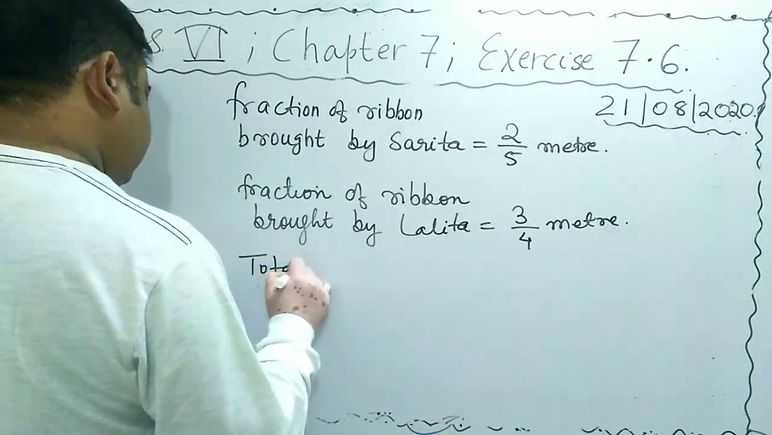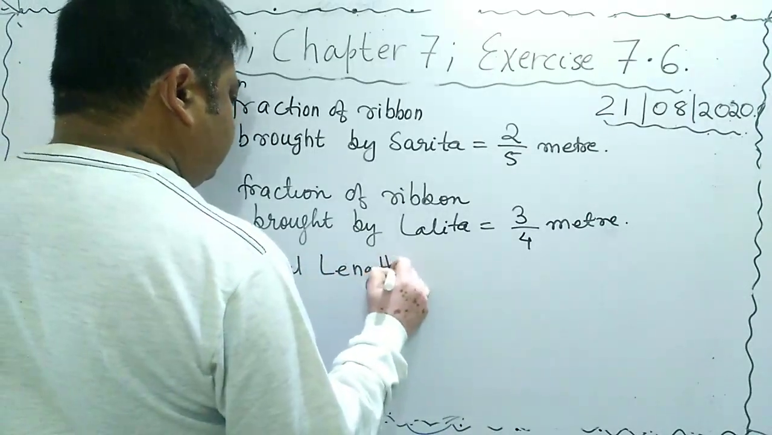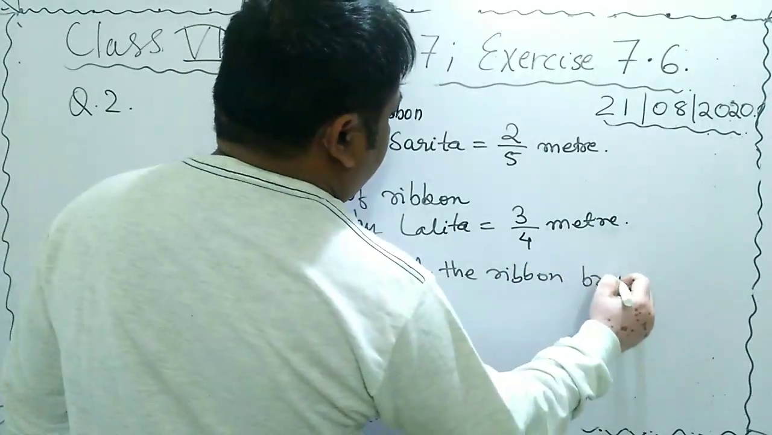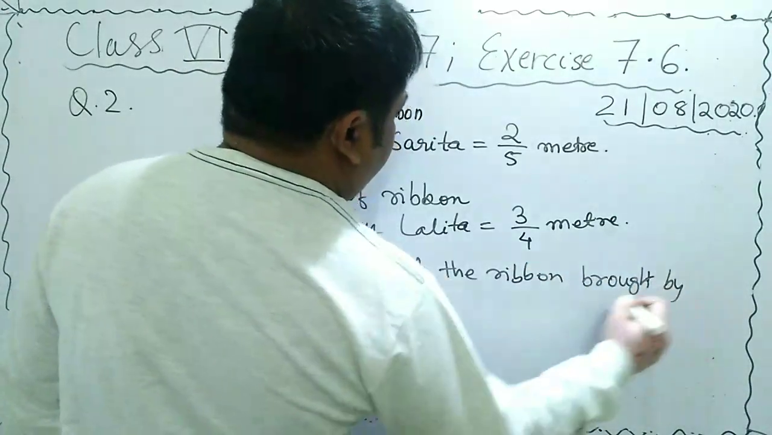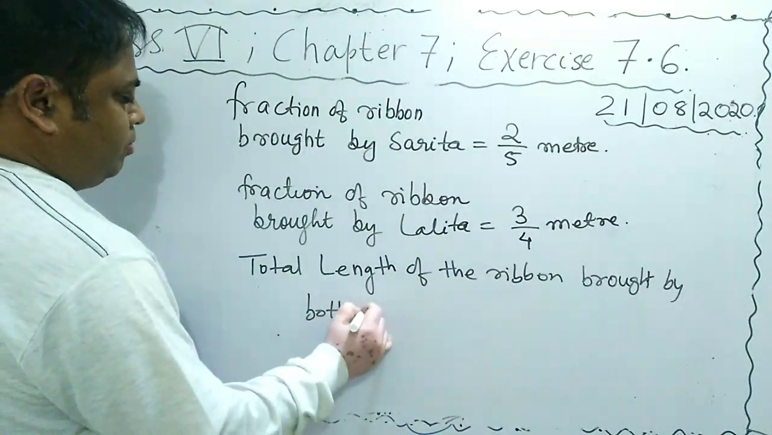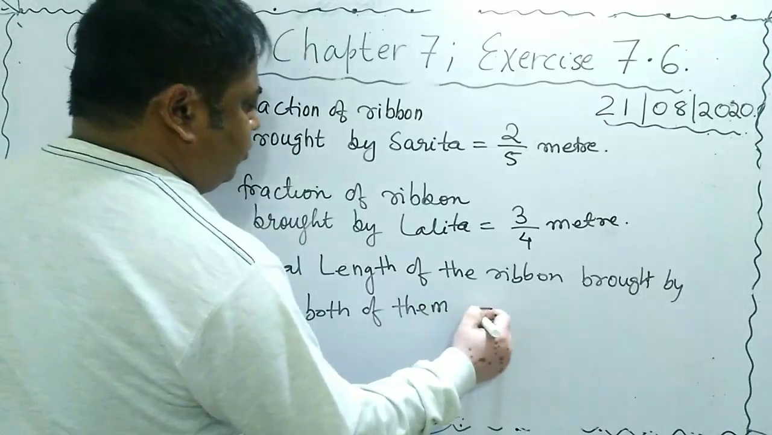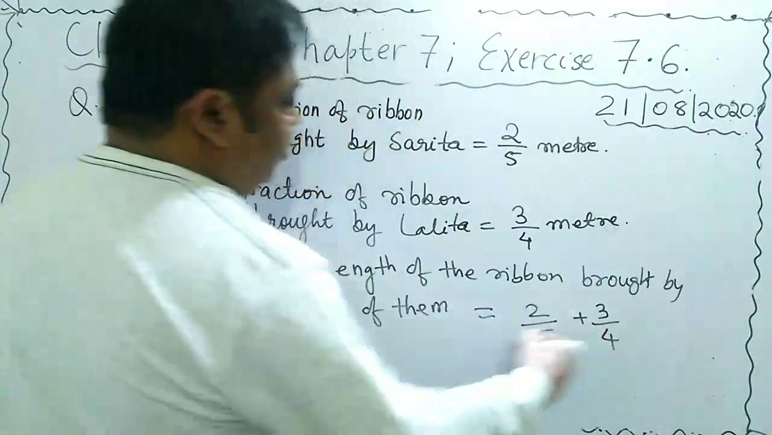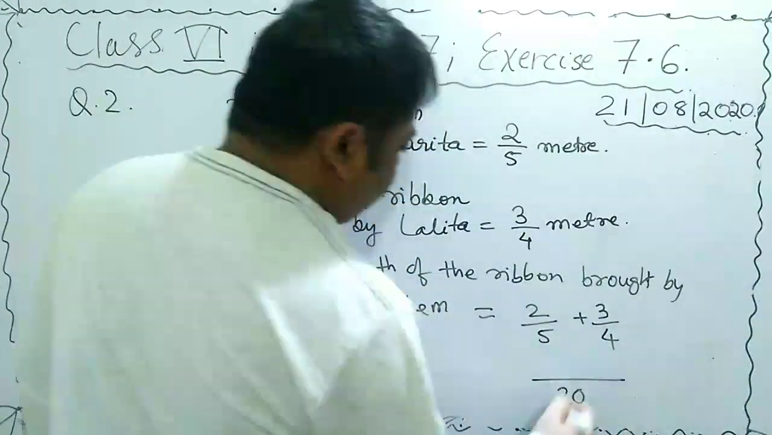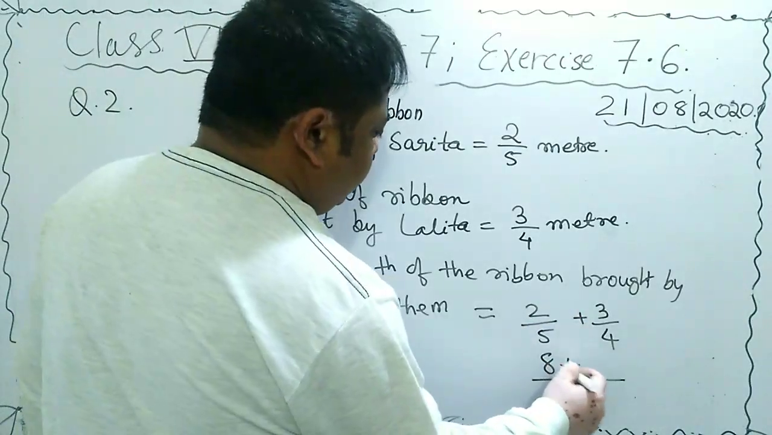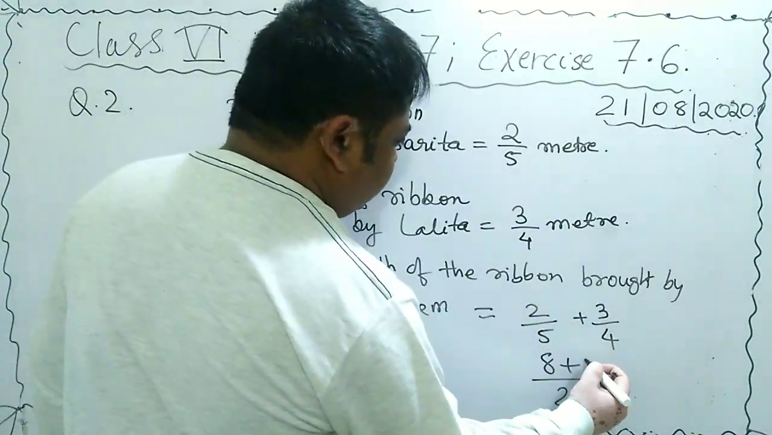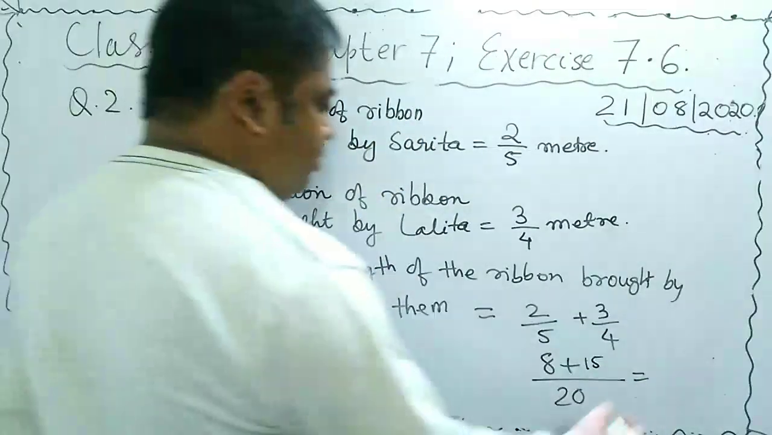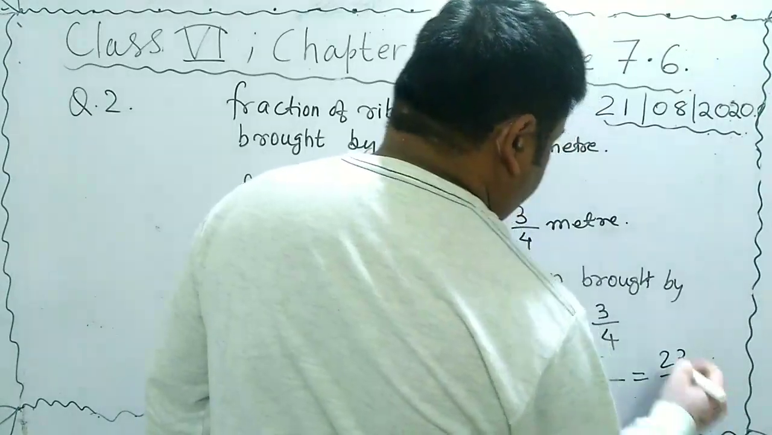Total length of the ribbon brought by both of them will be equal to 2 by 5 plus 3 by 4. What will be the LCM? 20. 5 4s are 20 and 4 2s are 8, and this will become 4 5 20 and 5 3s are 15. This will come out to be 23 by 20.